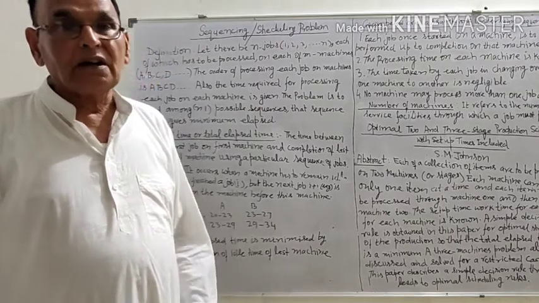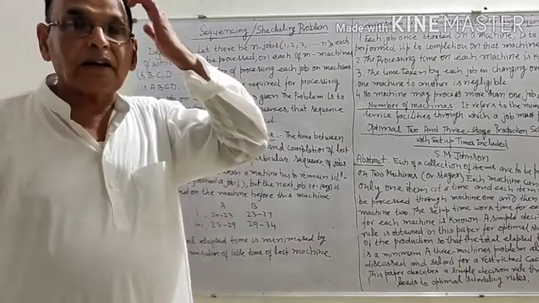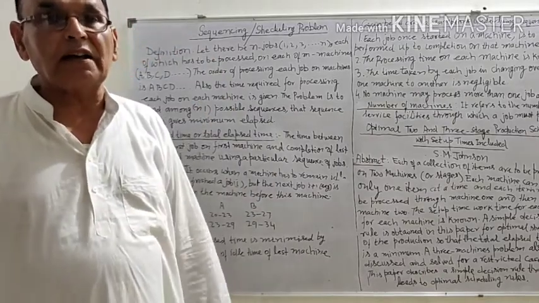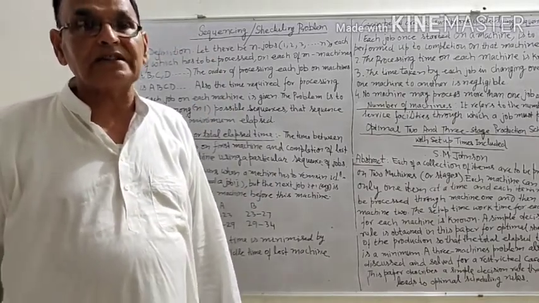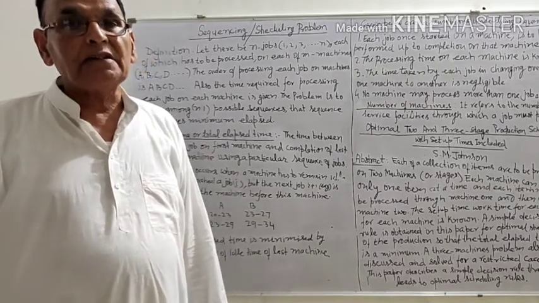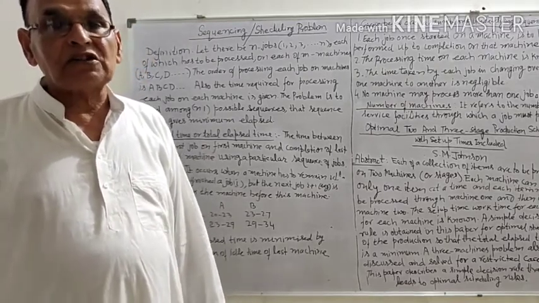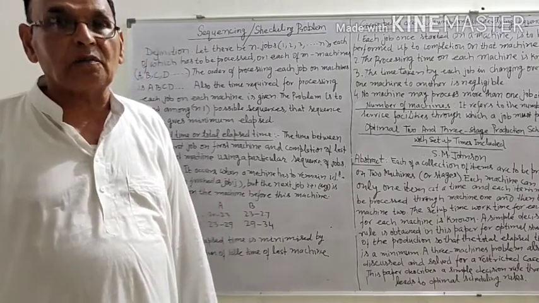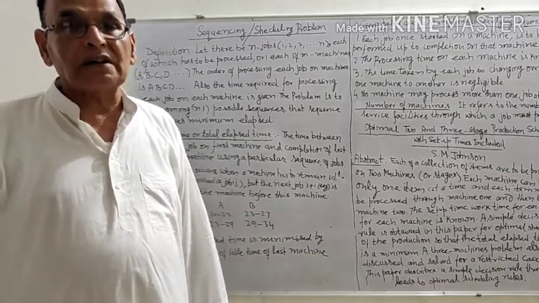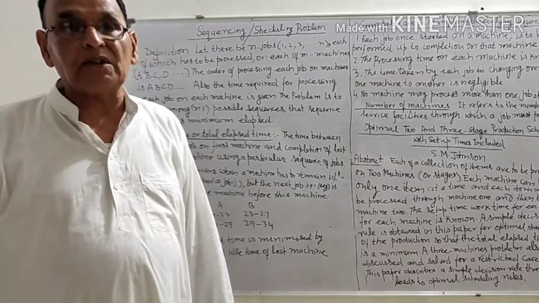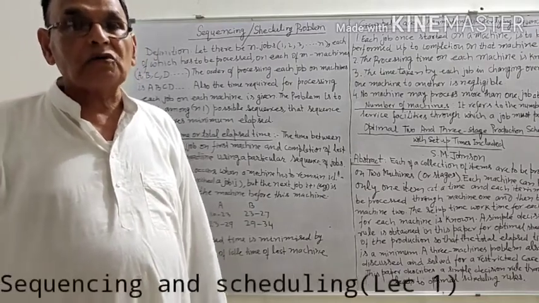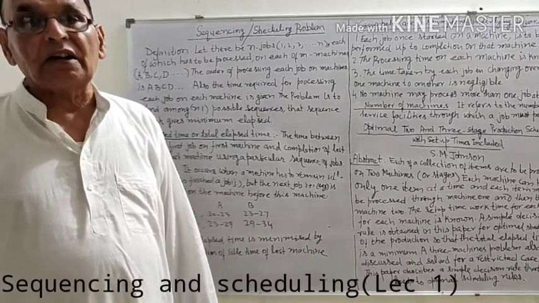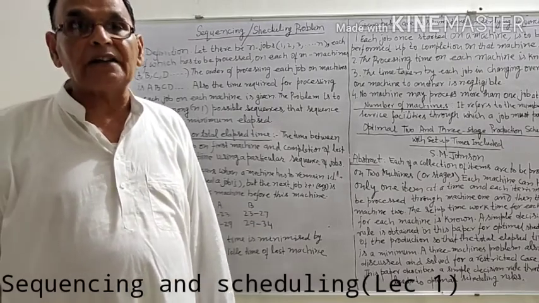So, a general sequencing problem can have n jobs, 1, 2, 3, 4, 5 up to n, and number of machines say m: A, B, C, D. The order of machine is fixed, and we have to find the order of jobs or optimal sequence of jobs by which, processing the jobs on m machines, the total elapsed time is minimized.